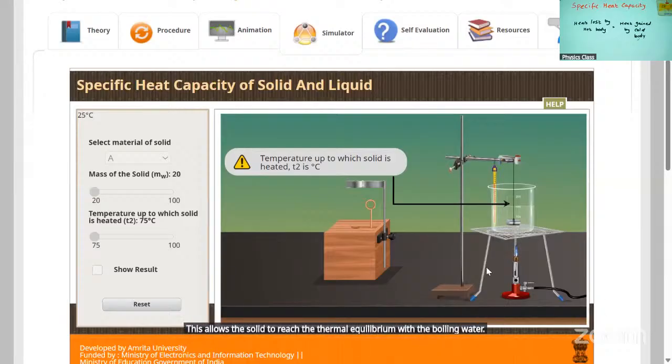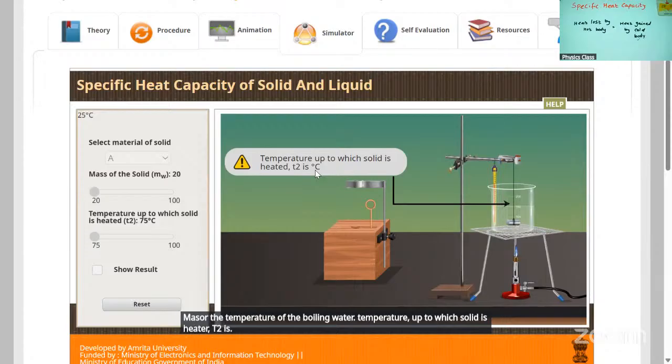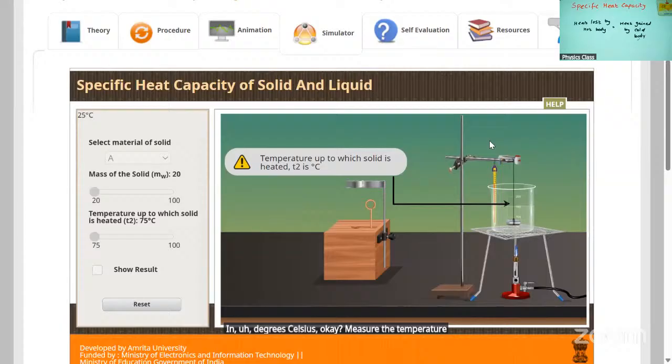Measure the temperature of the boiling water. The temperature up to which the solid is heated, T2, is in degrees Celsius. This is the solid's initial temperature. We can take it as T2. Now we have T2.